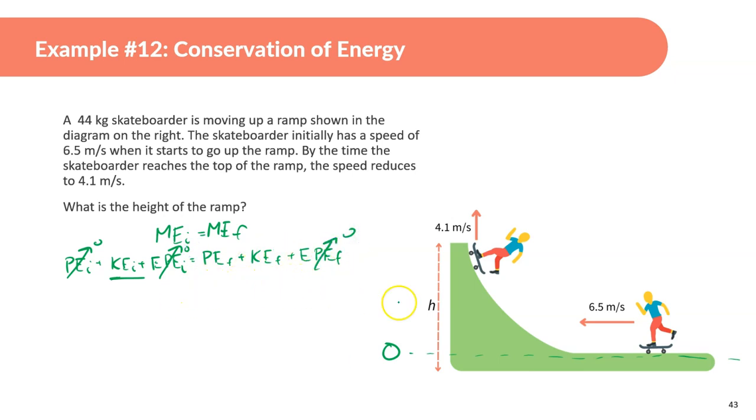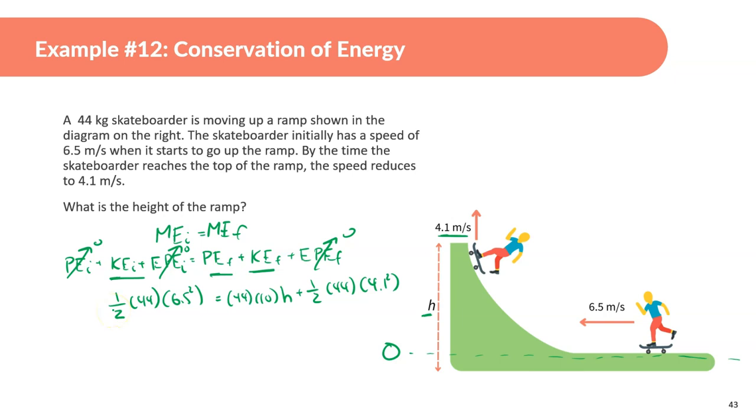At the end, there is a height. That's what we're looking for, so there's potential energy. And he is moving, so there is kinetic energy. Okay, so let's write this all out. 1/2 mass, which is 44, velocity at the beginning is 6.5 meters per second squared. And this is going to equal the mass, which is 44, gravity, which is 10, and the height, which is what we're looking for, plus 1/2 mass, 44, and at the end has 4.1 meters per second.